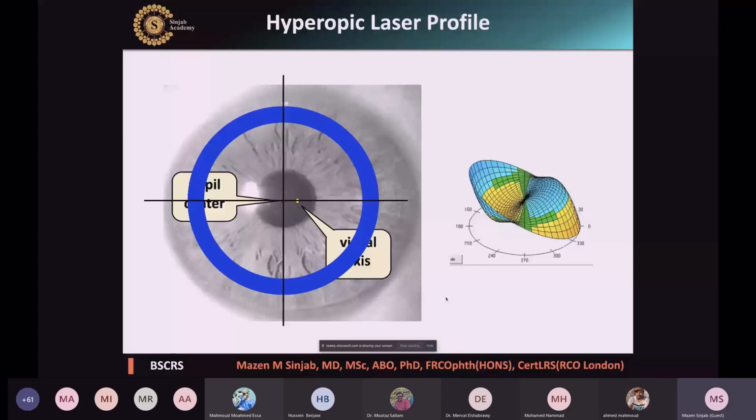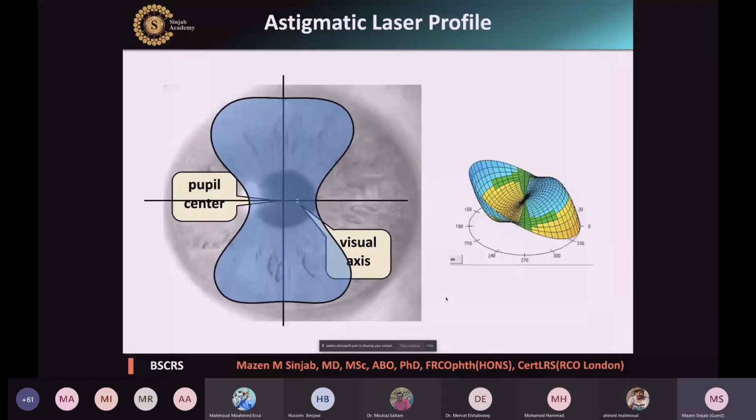We come to the astigmatism. If we are treating high astigmatism, more than 1.5 diopters, and we are not taking into consideration angle kappa, we are going to create coma.